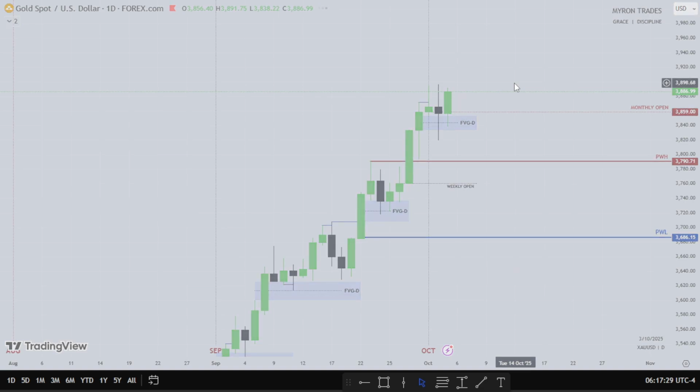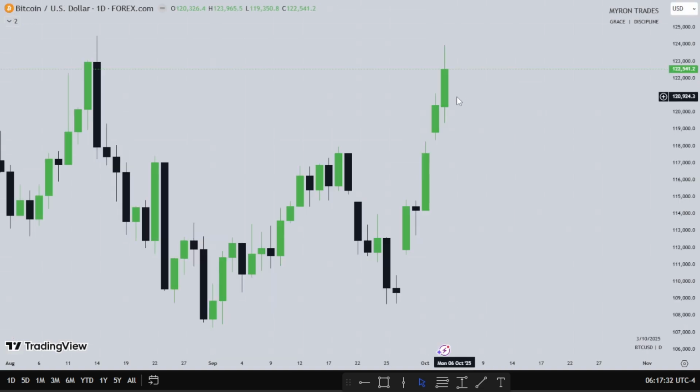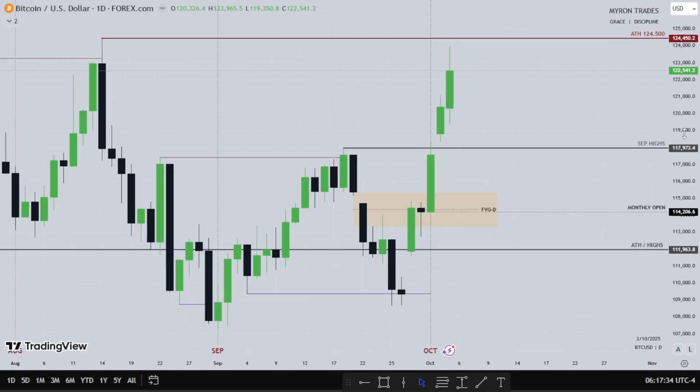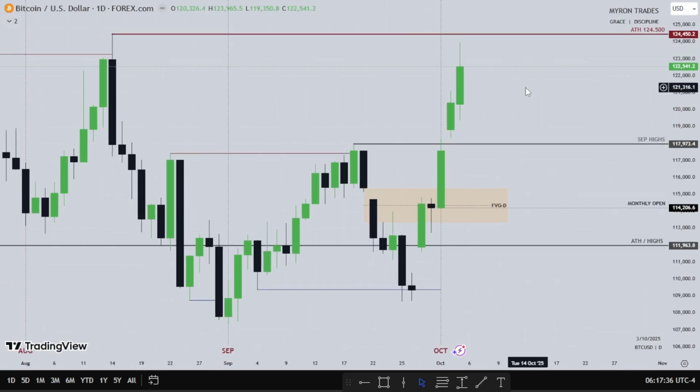Now for the final pair, we'll be looking at Bitcoin, right? So Bitcoin was bullish as hell. So we see Monday opens up being bullish. Tuesday, I was looking at this fair value gap. You can see this fair value gap was used as support to go higher, right?